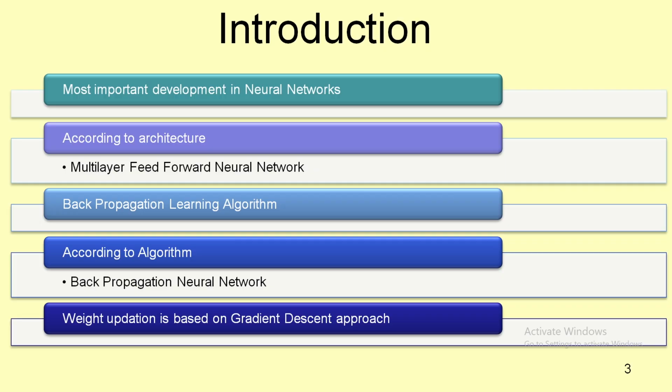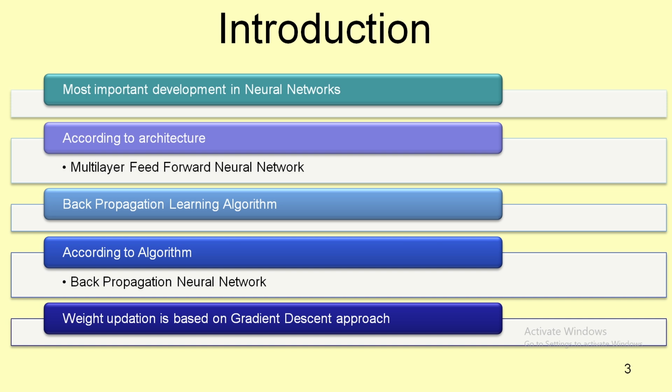The backpropagation neural network is the most important development in the era of neural networks. Starting from 1943, we discussed some primitive models in the last presentation. Until now, various developments have been happening in neural network models. Of those models, this particular neural network model is the major development, or we may say the major breakthrough, in neural network model development.